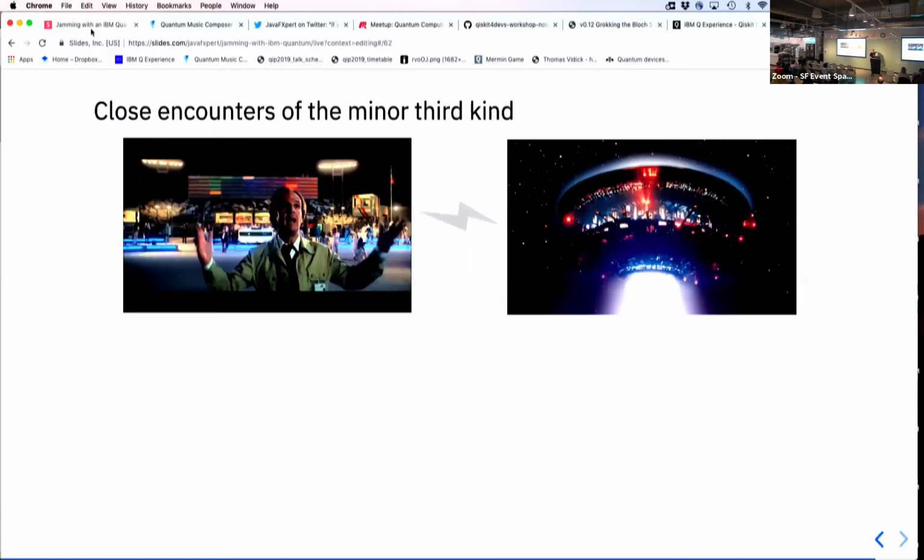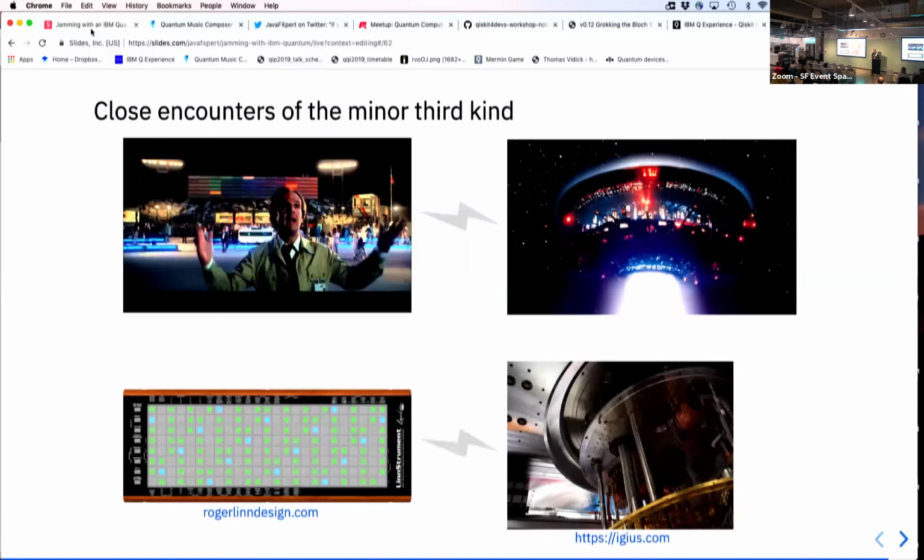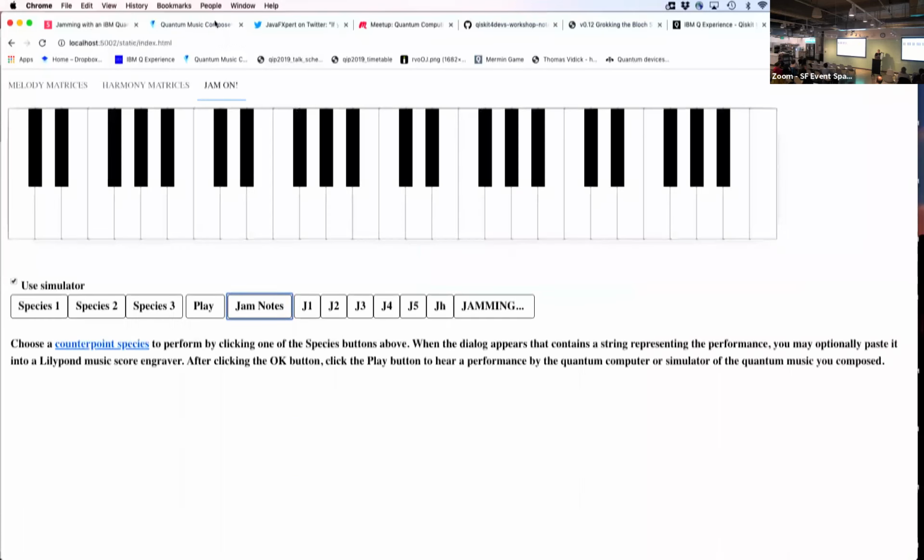And here's one shot of our IBM quantum computer. I mean, it's just too perfect, right? So I couldn't pass up the opportunity. That was the inspiration behind the demo. So select jam mode 4.